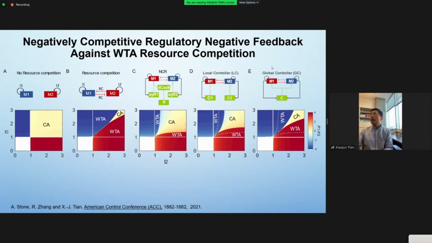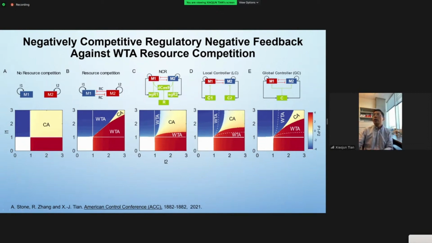And then we did a simulation, we can see the global controller increases the co-activation region a little bit, but not a lot. The local controller did a better job, right? The co-activation region is now enhanced a lot. But here we propose a different mechanism. We call this the negatively competitive regulatory network, NCR, right? That is similar to the local controller, but we introduce another competition here. Suppose each module will generate a small guide RNA. These two small guide RNAs will compete for the limited dCas9 for the inhibition.